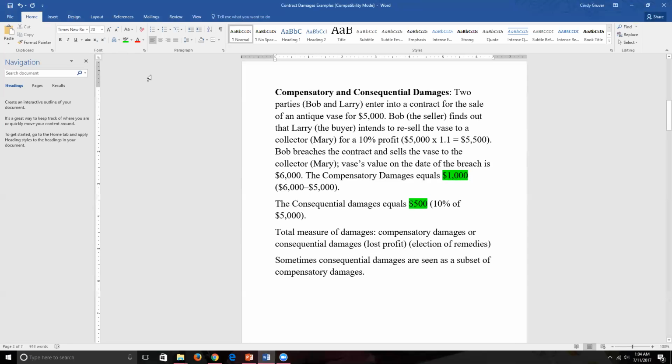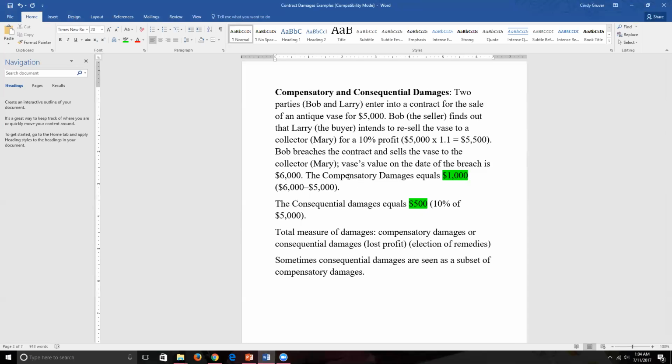Now, of course, when Larry and Bob were initially negotiating, Bob didn't know anything about this second deal that Larry was entering into, or maybe he didn't. We'll assume he didn't. So there might be an argument that consequential damages aren't appropriate in this case because they might not be foreseeable. But let's assume for a second that Bob knew Larry was a dealer in antique vases, that he himself is not a collector. And so the idea that Larry might be flipping the vase to somebody else was not completely unexpected. So it might have been foreseeable, and so therefore consequential damages might be available.